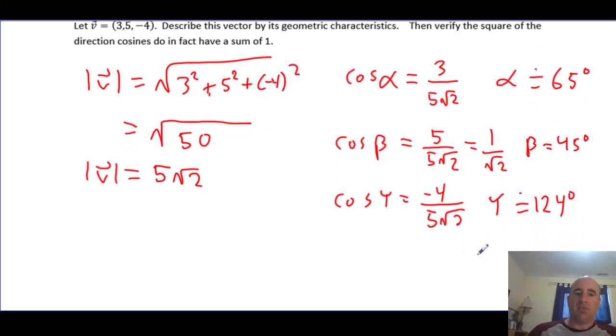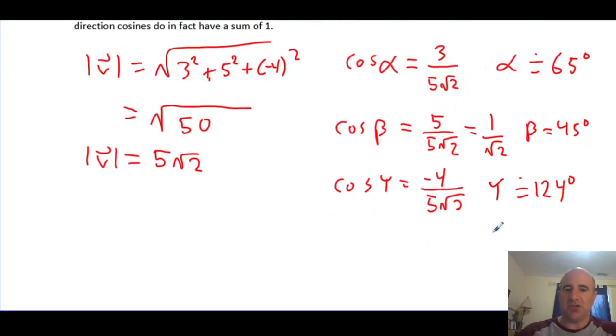And the final thing to do is verify that the squares of the direction cosines do in fact have a sum of 1. In fact, these direction cosines are a better way of talking about the angle because these two angles are rounded and the cosines are not, except for this one. Like I said, next lesson we'll learn why the direction cosines are actually a little more important. So if I take the sum of the squares of these, what do I get?